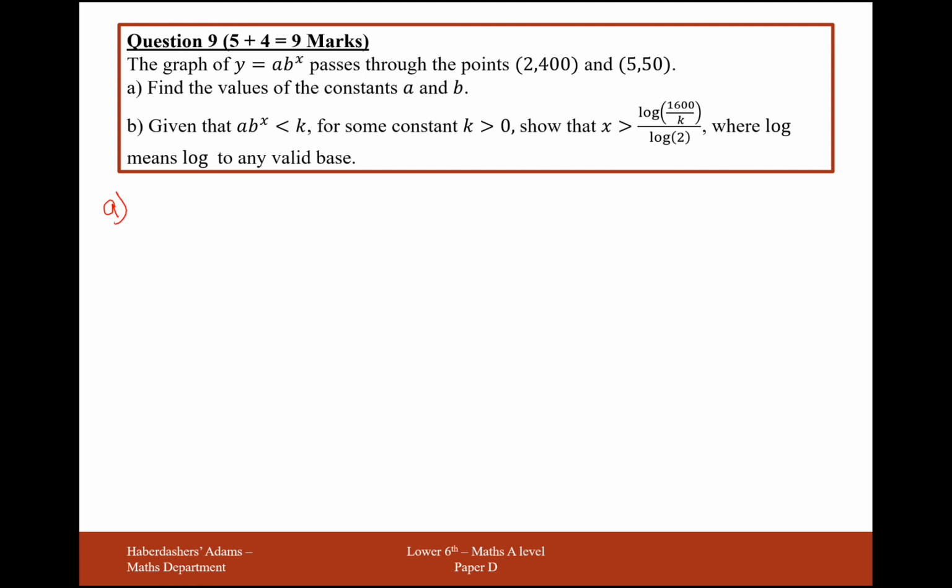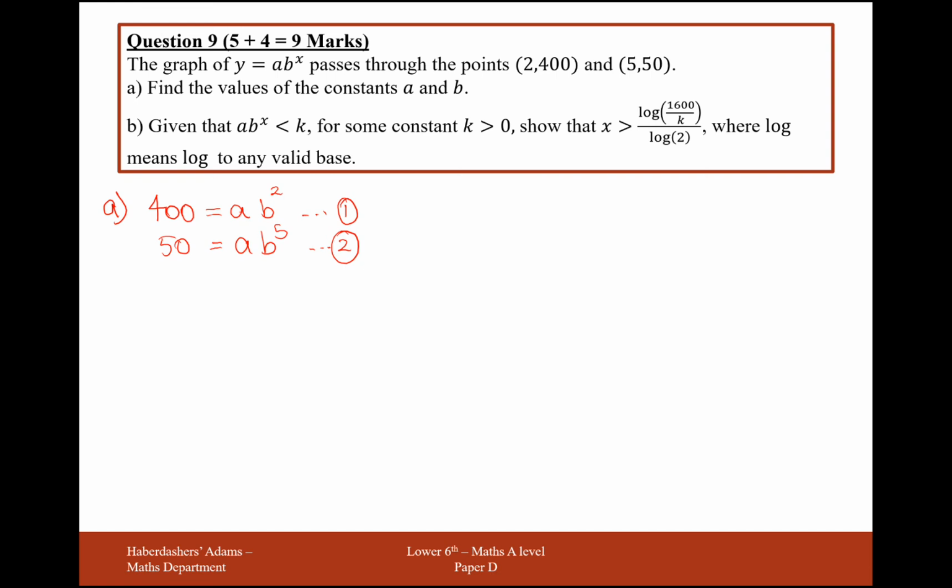So we're going to have 400 as the y value equals a times b to the power of 2. And for the next one, it's going to be 550 equals ab to the power of 5. Great, so what we're going to do here is effectively solve these by simultaneous equations.